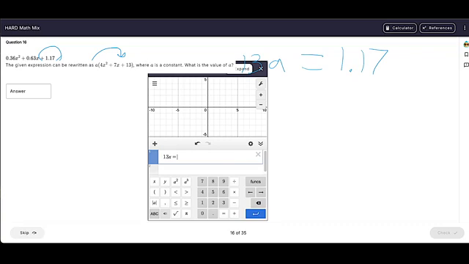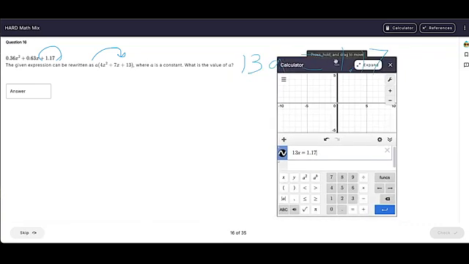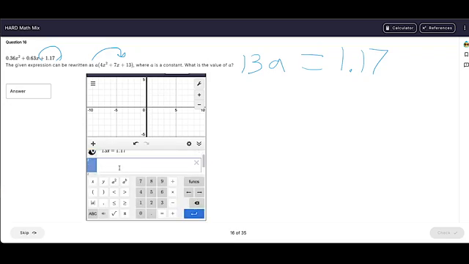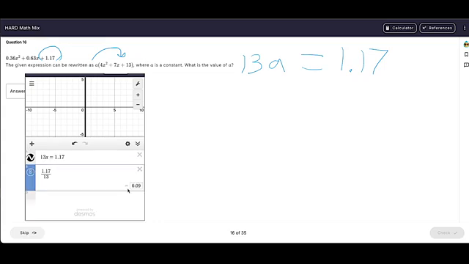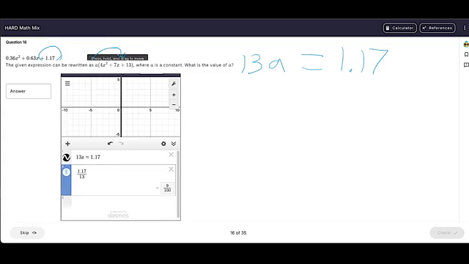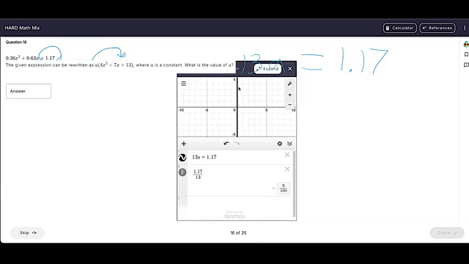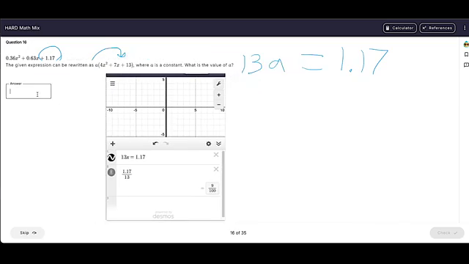13x equals 1.17, and it'll give us our answer, which is 0.09. Alternatively, we could obviously see that all we have to do is divide by 13. So we would have 1.17 divided by 13. And that can be written as a fraction as well, right? Which is 9 out of 100, 0.09. Either way, our answer is going to be 0.09.